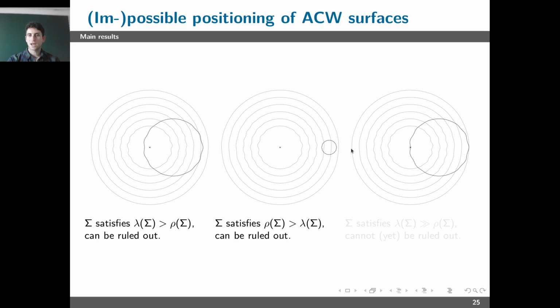Then in the middle we have an outlying surface where inner radius is larger than the area radius, so we can also rule out that such a surface exists. But then in the example on the right, we have an area-constrained Willmore surface where area radius is a lot larger than the inner radius, and so far we cannot rule out this scenario yet.